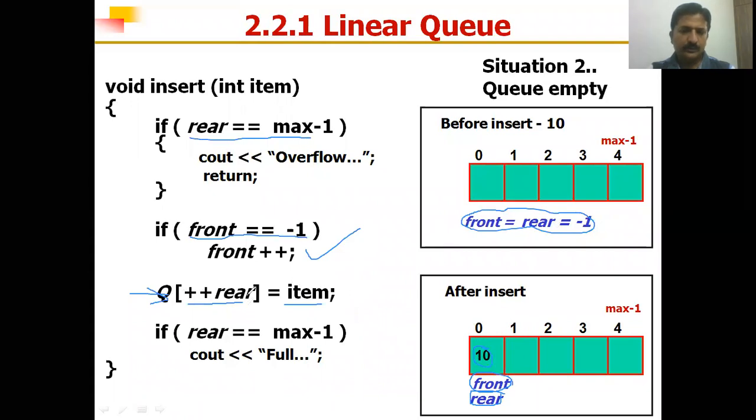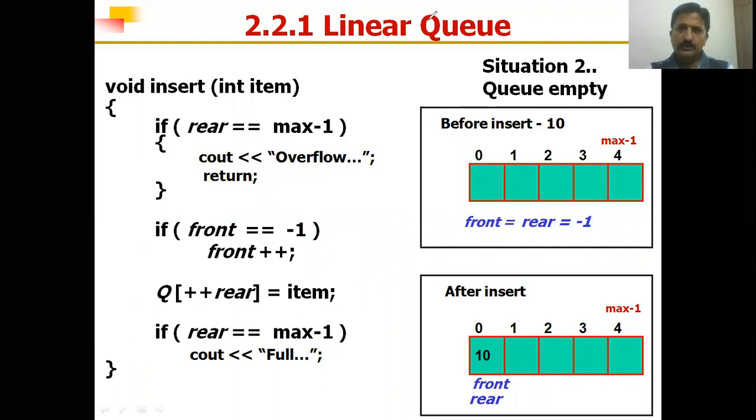Okay. So here this code actually inserts the data, and after that again it checks, is rear equal to max -1? No, condition is false. So it comes out. So this code here is responsible for inserting the data when the queue is empty. Okay, so further, next situation.